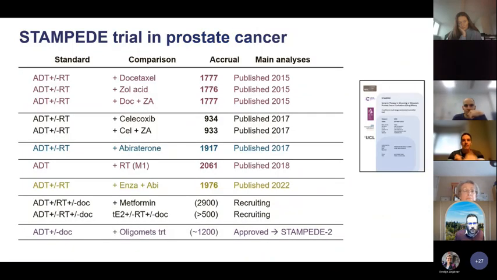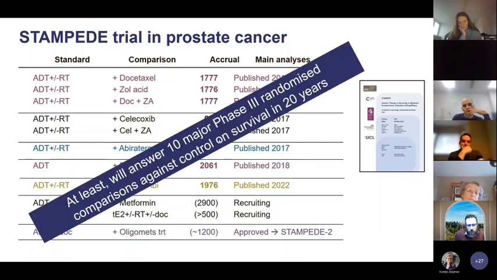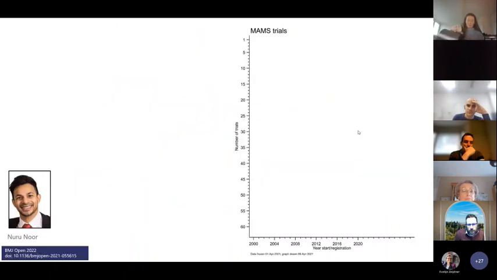And this trial, as we summarize it here, is effectively running 10 major phase 3 randomized trials against a standard control over 20 years, which I think is quite remarkable for any single protocol to do. So, but there's always lessons to learn from this, and we can learn from Stampede, we can learn from other trials. Here's Nuru Noor, he's been doing a PhD with us. He's a gastroenterologist at the unit.